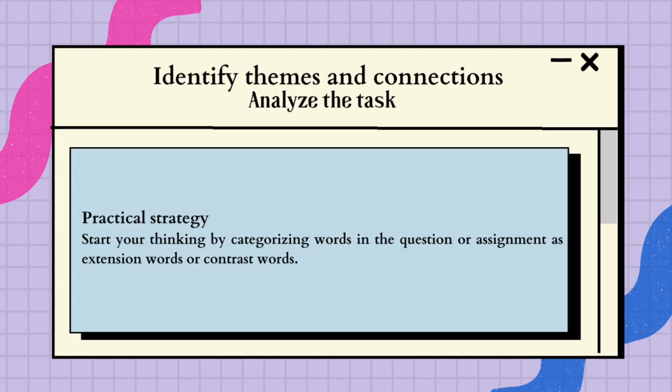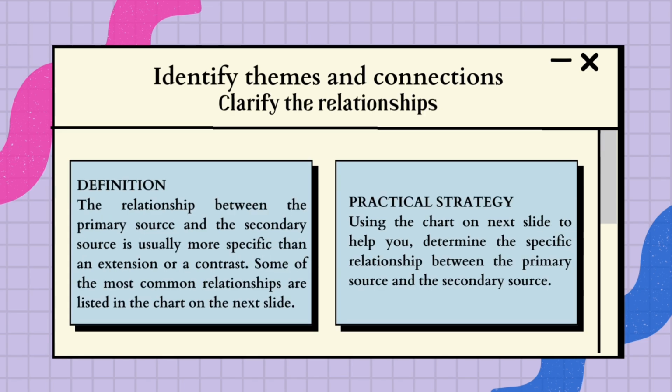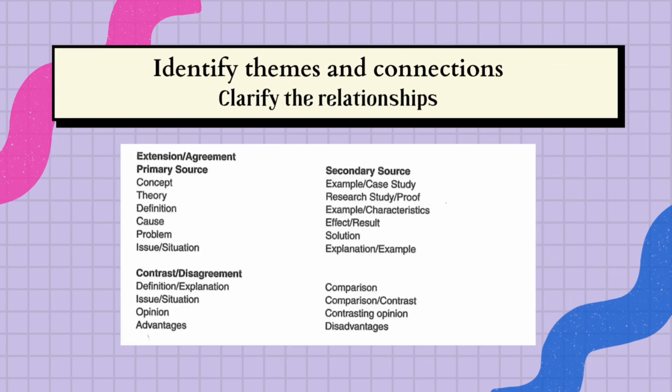Practical strategy. Start your thinking by categorizing words in the question or assignment as extension words or contrast words. Third, clarify the relationships. The relationship between the primary source and the secondary source is usually more specific than an extension or contrast. Some of the most common relationships are listed in the chart on the next slide. Practical strategy. Use the chart on the next slide to help you determine the specific relationships between the primary source and the secondary source. Here is the chart that you can see.